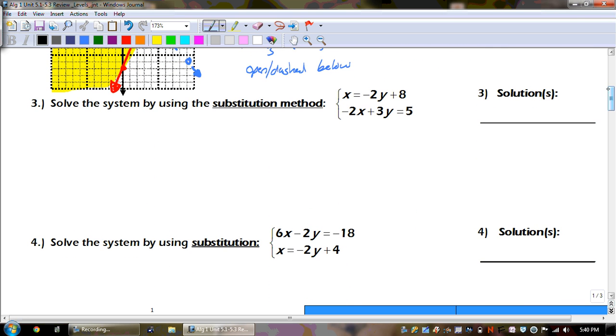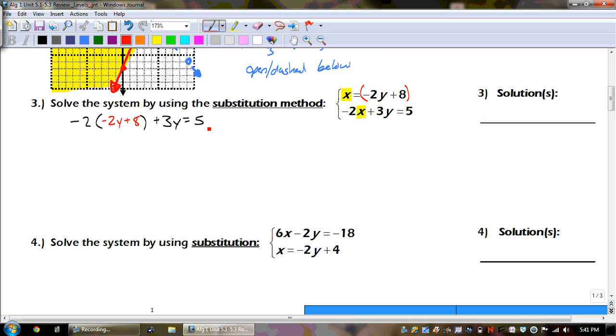Okay, let's look at number 3. Number 3 says to solve the system by using the substitution method. Using the substitution method, I find the variable that's by itself. I'm going to put it inside parentheses, and that's what we're going to plug in for. So we have -2 where I'm going to plug in the parentheses, plus 3y equals 5. And we're plugging in the -2y plus 8.